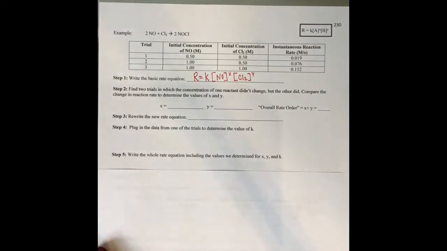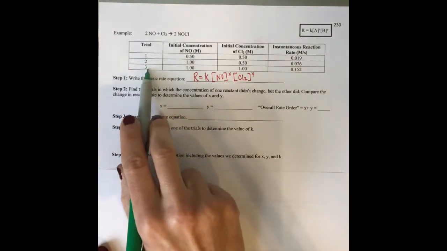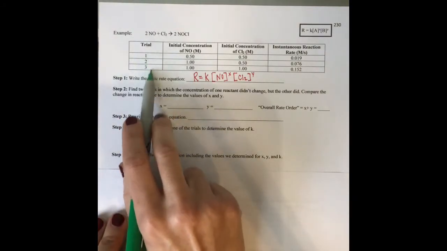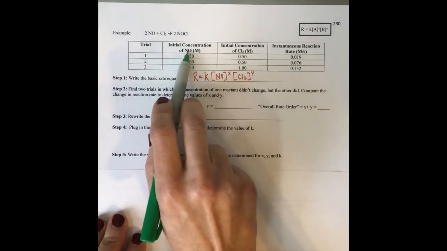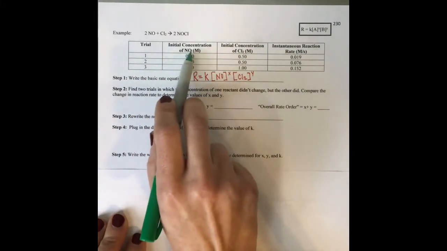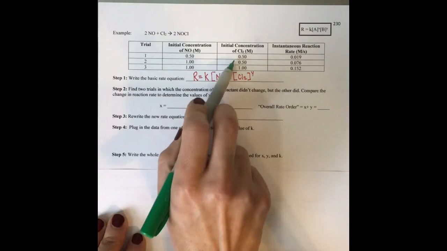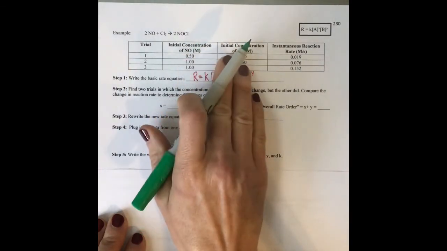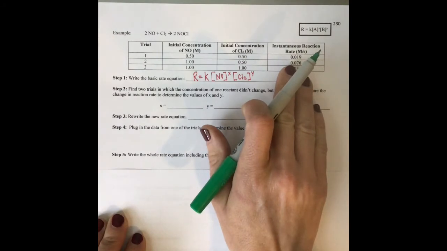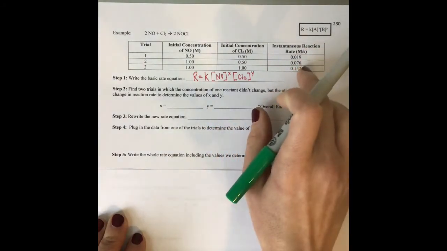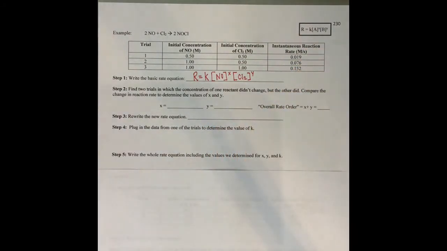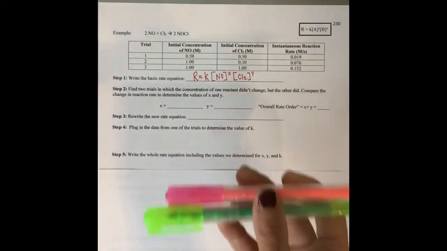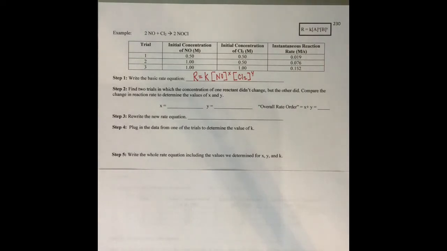All right, so we're going to look at the actual data from 3 different trials of this reaction in which the concentrations of the reactants change. So it's like they're experimenting with the concentrations to see how the rate here in the last column is affected. So if you have 2 different colors of highlighters or something, I think it might be helpful for you to see what's happening here.